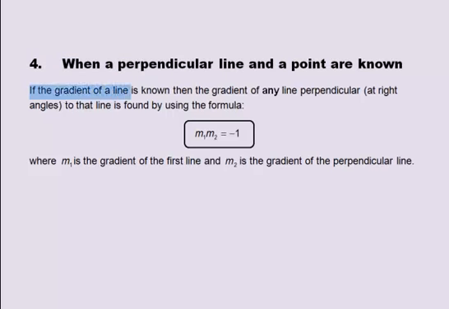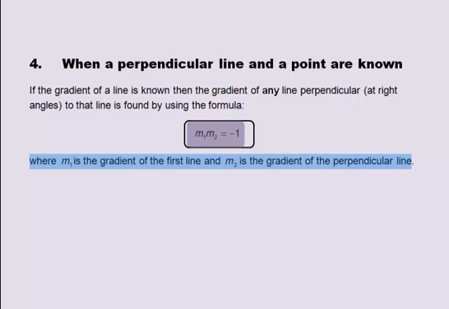When a perpendicular line and a point are known. If the gradient of a line is known, then the gradient of any line perpendicular at right angles to that line is found by using the formula m1 multiplied by m2 equals minus 1, where m1 is the gradient of the first line and m2 is the gradient of the perpendicular line.